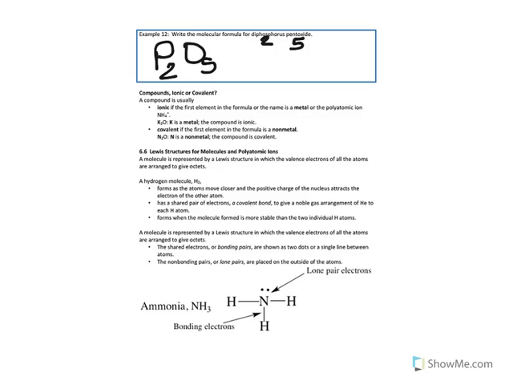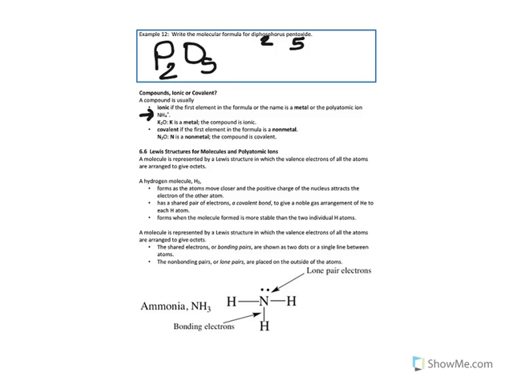How do we tell the difference between all of these compounds? How do we know if it's ionic or covalent or polyatomic? Well, a compound is usually ionic if the first element in the formula or the name is a metal, or the polyatomic ion ammonium, which again is the only polyatomic ion with a positive charge. So you're looking for something with a positive charge, typically a metal or ammonium. So for example, K2O, K is a metal, potassium, therefore the compound is ionic.